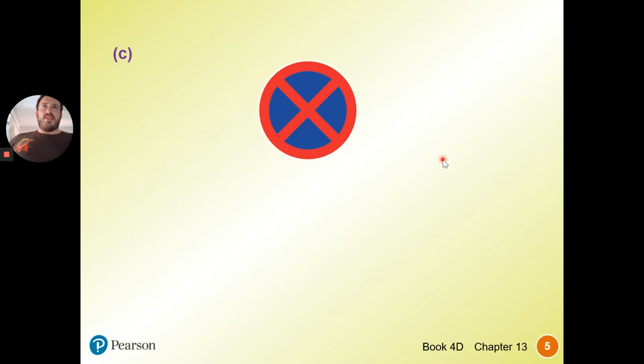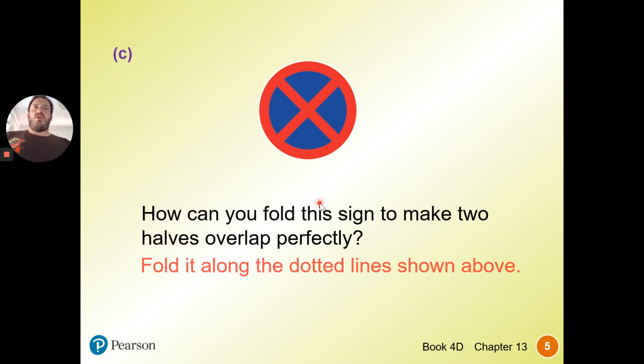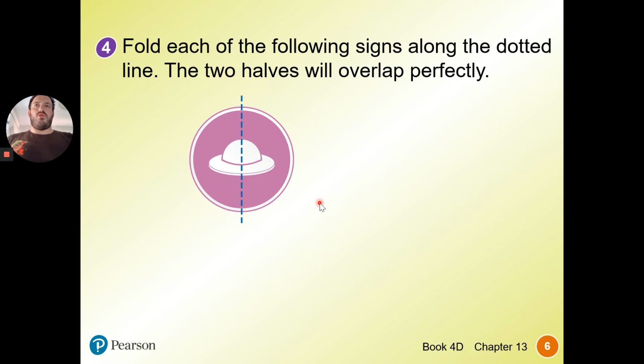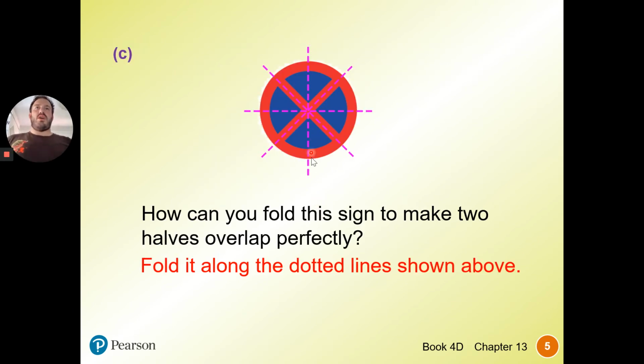If we look at this sign, so it's a no parking sign, we can now see that we've got multiple different ways because we can draw one line down here. We can draw one line going down here, 2, 3, 4. So we would say this shape has 4 lines of symmetry.